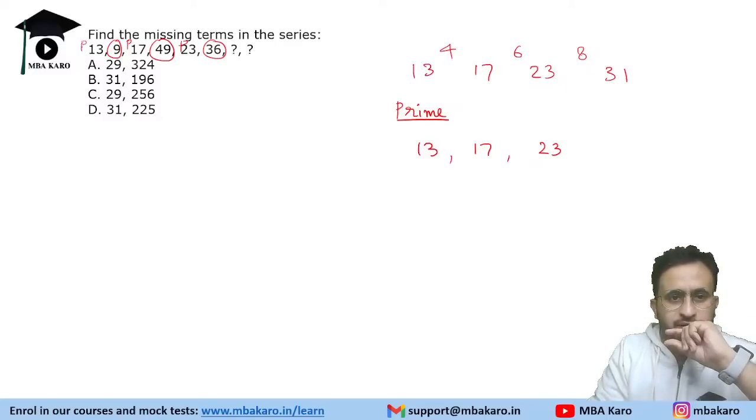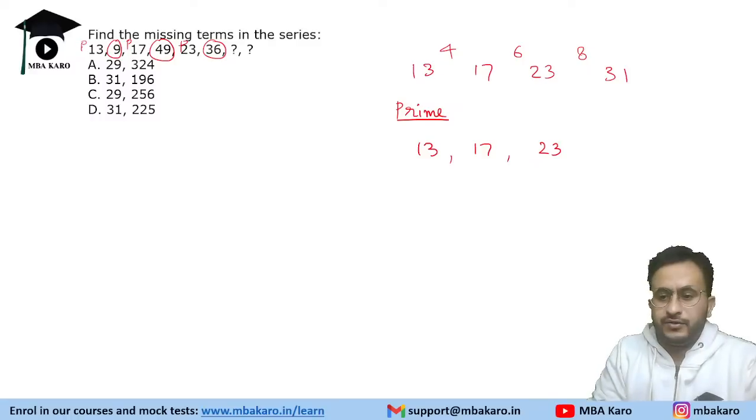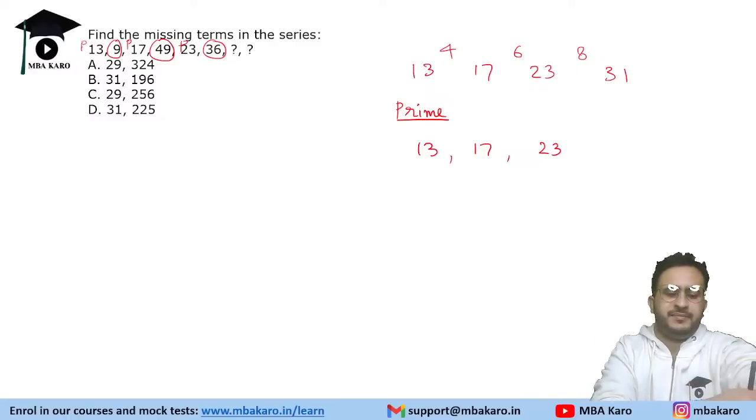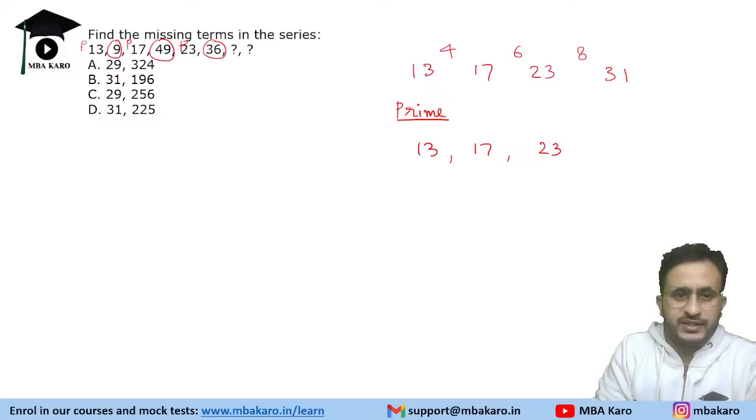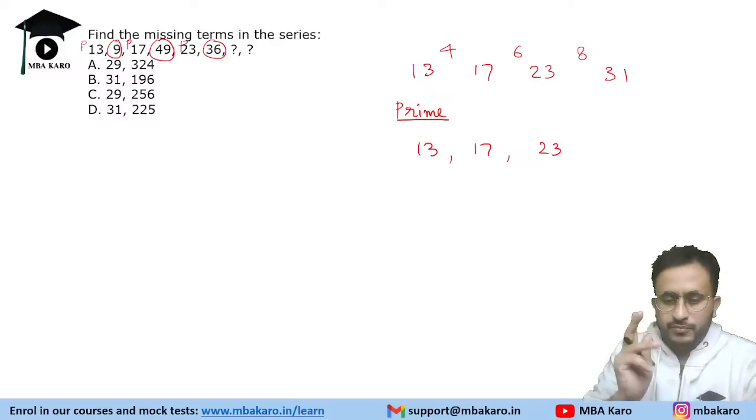Okay, question wrong here. But I'll tell you the logic. I made this question, maybe I skipped 19 accidentally. 19 should have been present. Now I'll tell you the logic. Suppose 19 has to be one of the elements. So for that reason it is wrong.